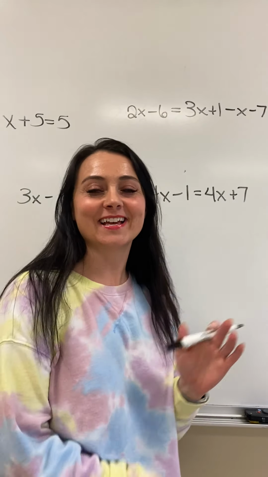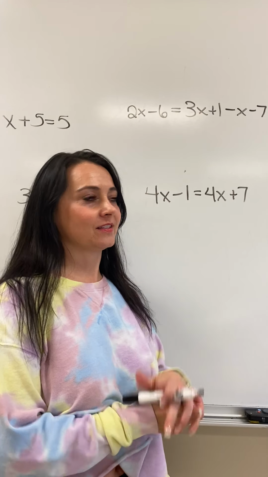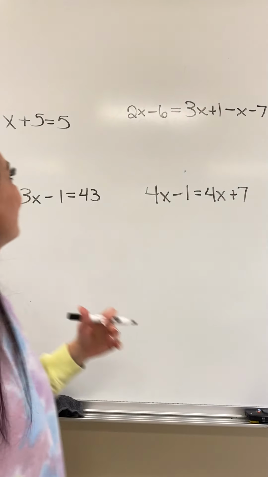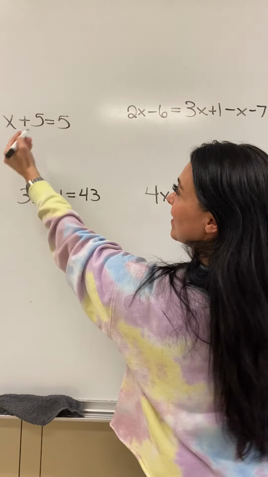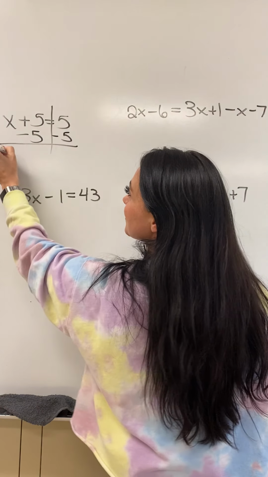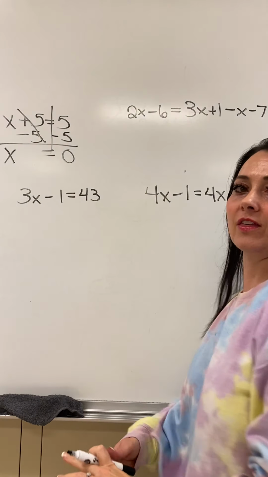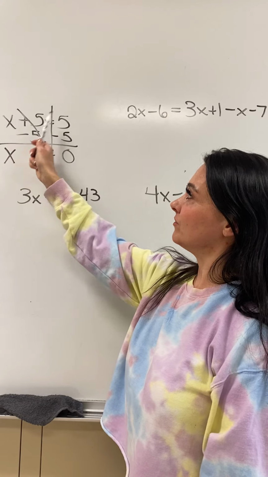All right, for this problem, it says what values of x will make each equation true. So that's another way of saying solve for x. So for this first one, it's just x plus 5 equals 5. All we do is subtract 5 from both sides, bring down our x, and x equals 0. So if you think about it, 0 plus 5 equals 5.